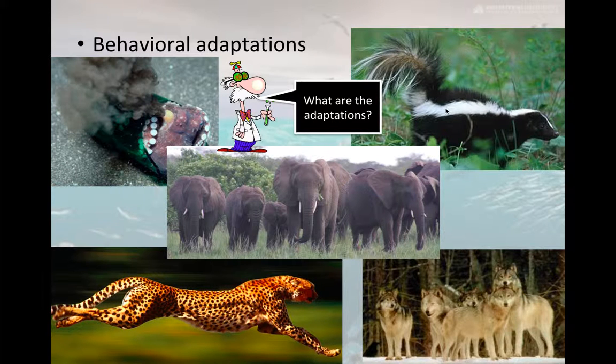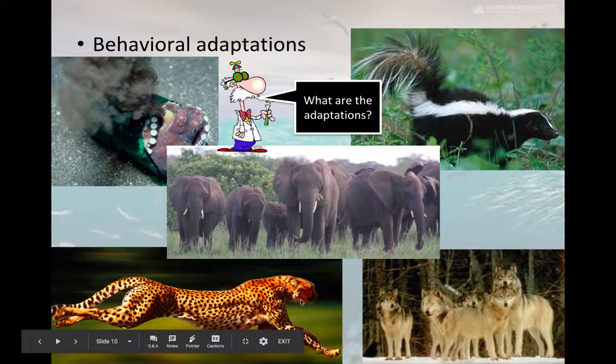We have our skunk here. It sprays you. That's their adaptation to get away. It does this. These elephants are in a pack, in a herd. They are working together. They are protecting their young. Again, traveling in a group. Over here, we have our wolves. They're in a pack. They hunt together. This makes them better predators.